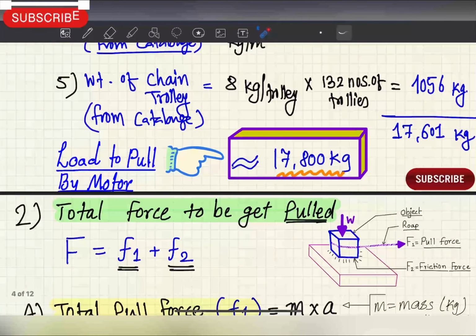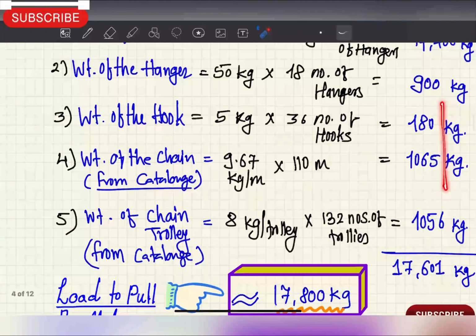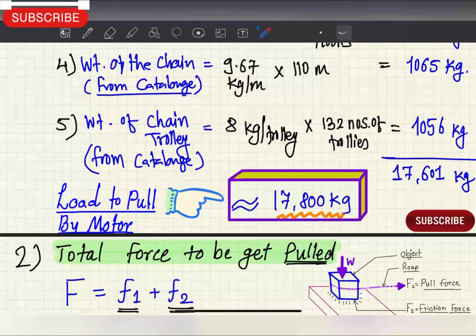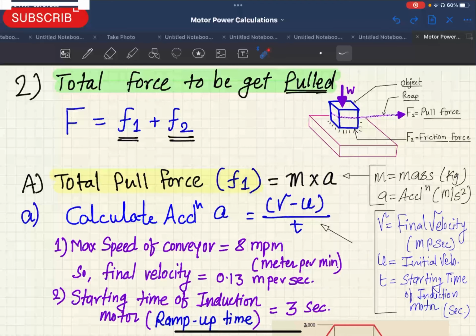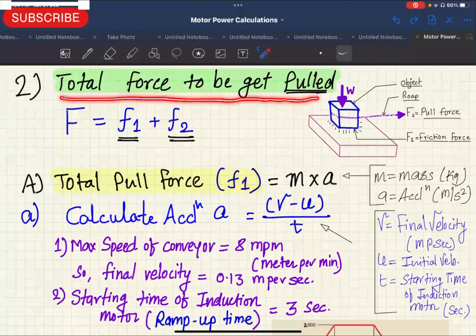So total weight addition of all these individual weights of the components is equal to 17,601 kg, which we are rounding to around 17,800 kg, which is a load to pull by the motor. Now we will see how to calculate total force to get pulled.